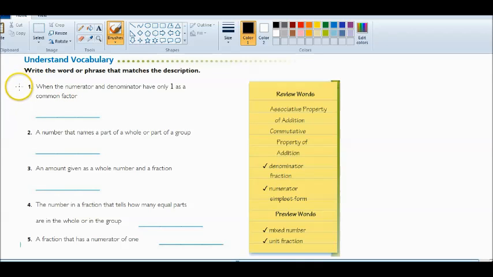Number 1, when the numerator and denominator have only 1 as a common factor. Number 2, a number that names a part of a whole or part of a group. Number 3, an amount given as a whole number and a fraction. Number 4, the number in a fraction that tells how many equal parts are in the whole or in the group. And lastly, number 5, a fraction that has a numerator of 1.